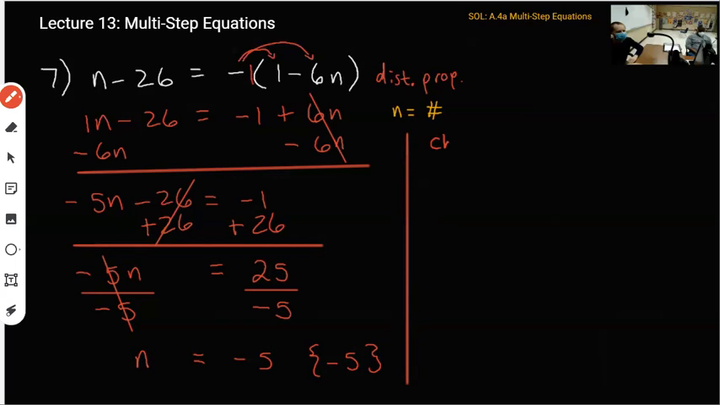Okay, so now I want to check my work. I want to make sure that the -5 is actually going to check out, right? I start off with my original equation.